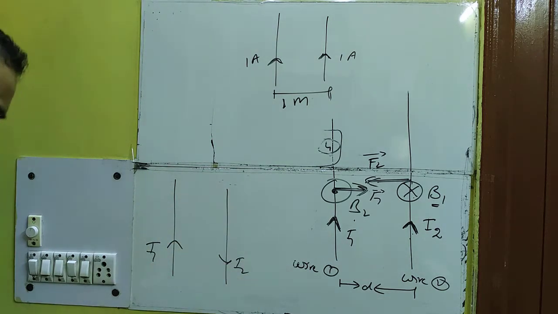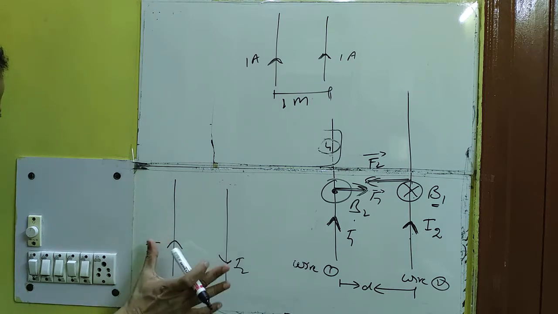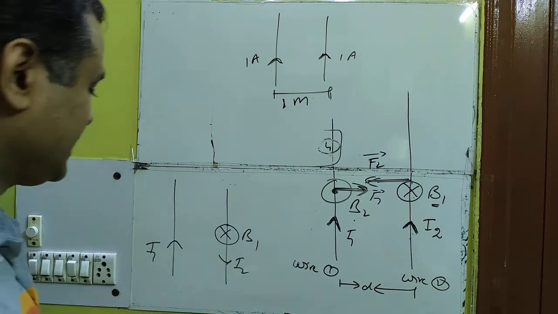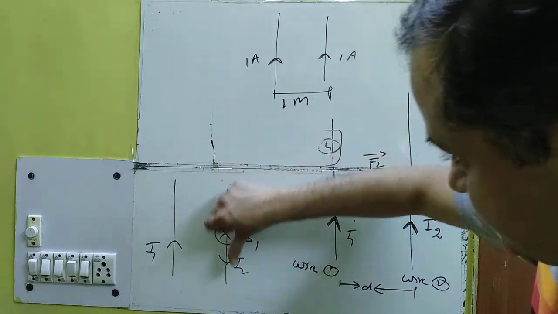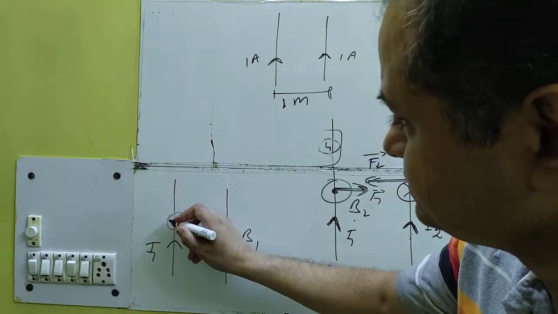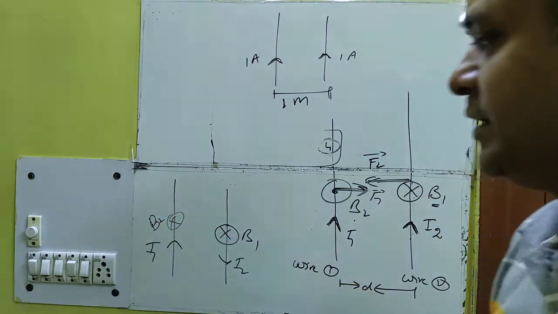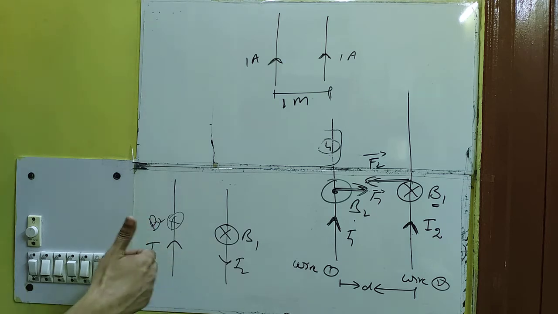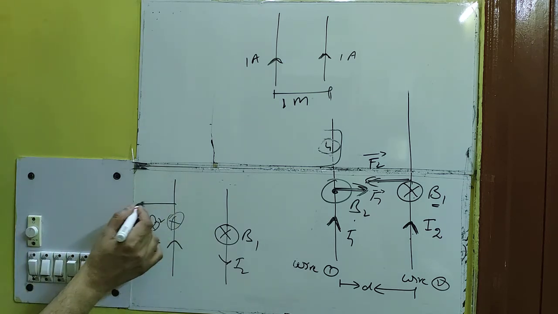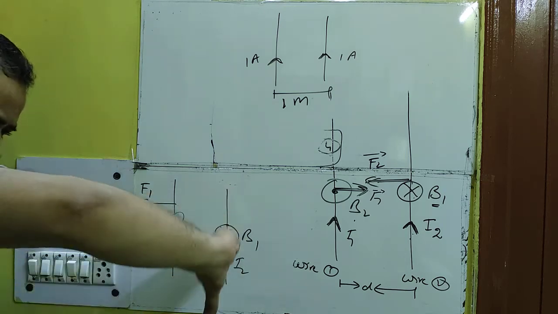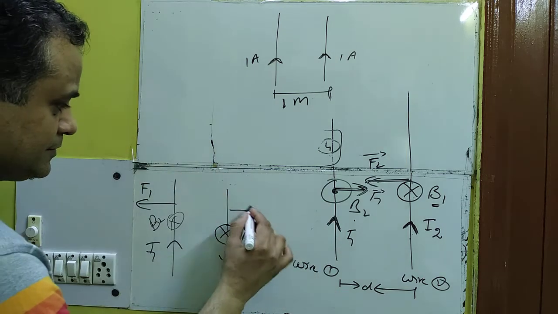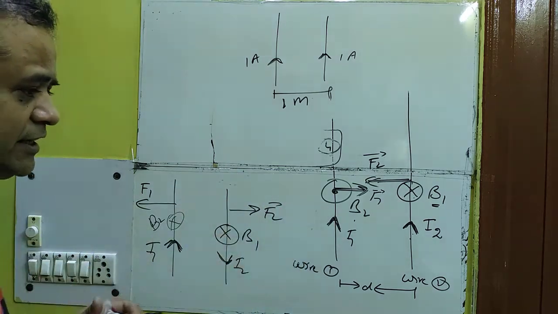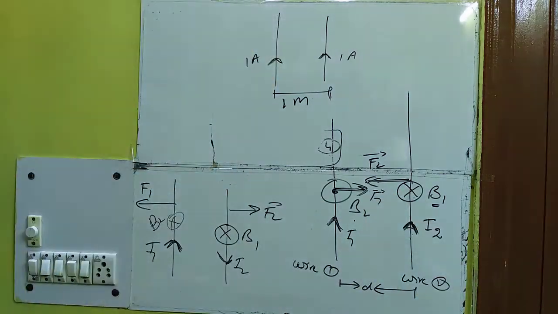Now look here. Magnetic field because of this current I1 on this wire is inward. Magnetic field because of this current on this wire is also inward. That means B1 and B2 both are inward. Now what is the direction of force? Current, magnetic field is inward, so force in this side. Current, magnetic field, force this side. That means if the currents are in opposite direction, they will repel each other. If the currents are in the same direction, they will attract each other.